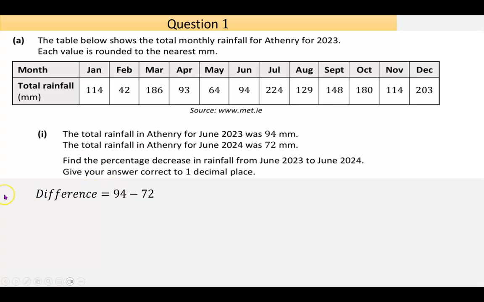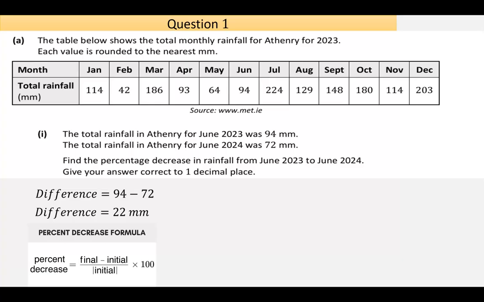So first thing I would do is just get the difference. Once I do that calculation, I got an answer of 22 millimetres. Now that's definitely going to get the low partial. We're looking for a percentage decrease. I always struggle to remember this formula, but it's the 94 take away the 72, and we know that's 22, over the starting point, which was 94.